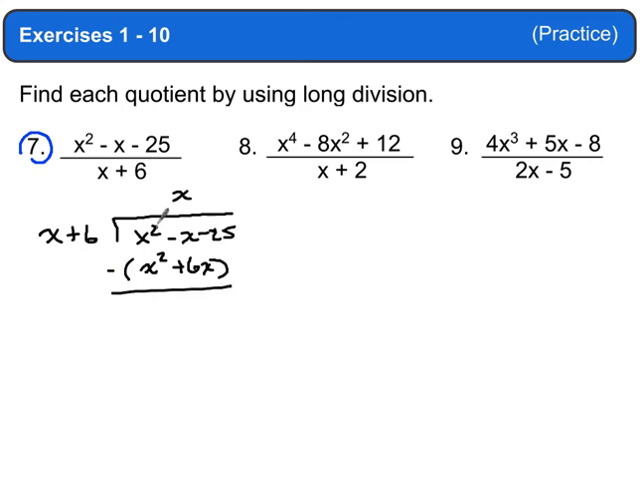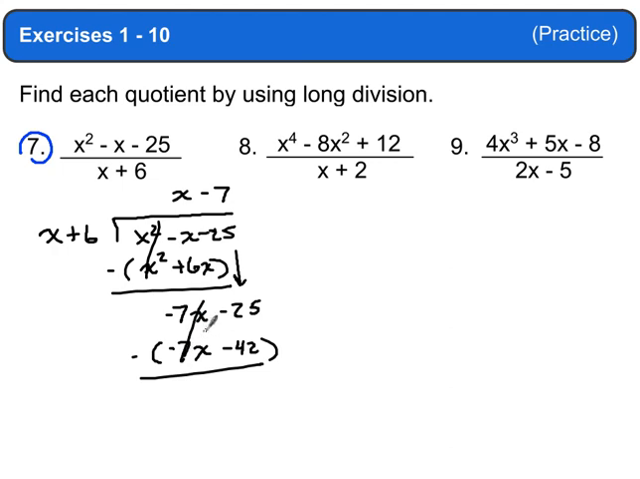Close the parentheses. These cancel. Negative x minus 6 is negative 7x. We bring down the minus 25. X goes into negative 7x, negative 7 times. So you get negative 7x minus 42. Put the parentheses. This cancels. So negative 25 minus negative 42 is 17. That means my final answer is my quotient of x minus 7. And then I have to add 17 over my divisor for my remainder.